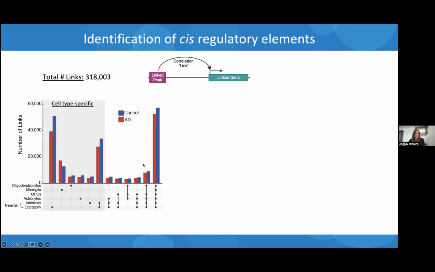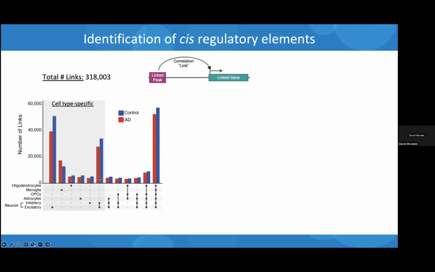Here's an upset plot showing how these links are distributed across control and AD samples. You see, for the most part, they are similar numbers, so we didn't skew in any one direction significantly for either control or AD. Shaded here in gray are the cell type specific links. You can see that the most were identified in excitatory neurons. Again, this was a very abundant cell type across the data set, and there's a lot of expression diversity within subpopulations of excitatory neurons, which is part of why we're able to identify more correlations, because the range of expression variability is quite high.